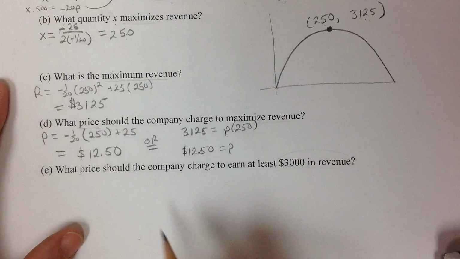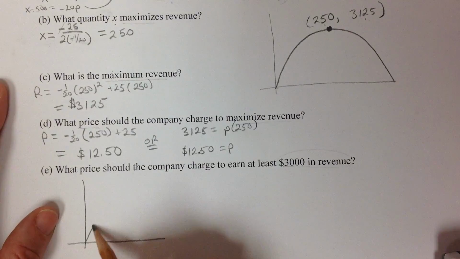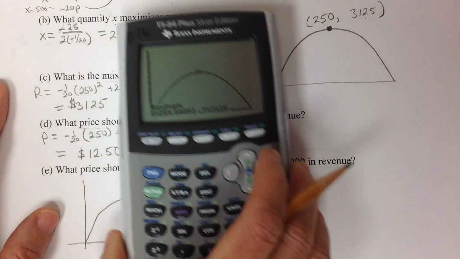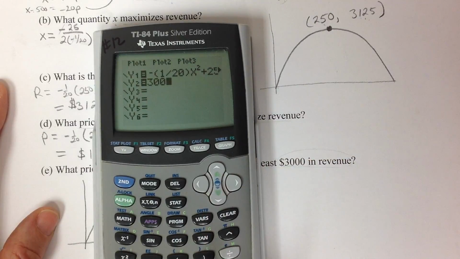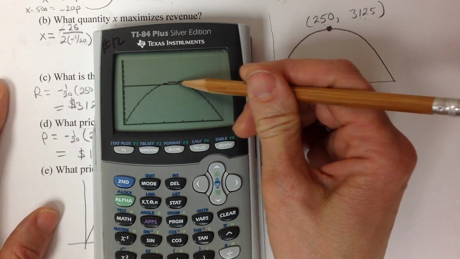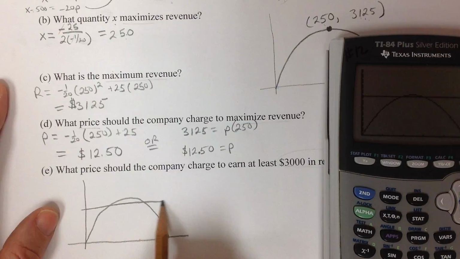Now this is one where so far the only way we know how to do this is with a calculator. So I've got this graph. There's my revenue function, and I want to compare it to 3,000. So I'm also going to separately graph y equal 3,000. Now I see it's cutting through my graph right up here at the top. I'm not getting a very good picture.